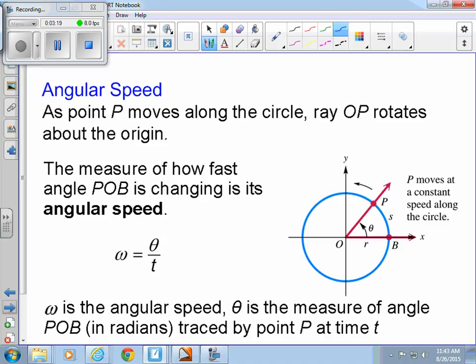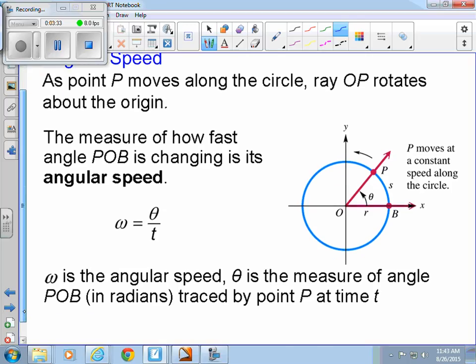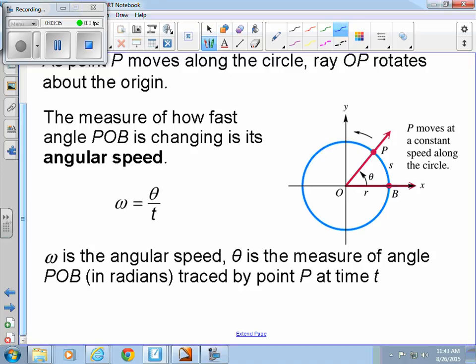Angular speed. Angular speed is measured in radians over time. Depending on the time, it could be seconds, minutes, hours. But angular speed is measured in radians over time. They denote this with what looks like a w. It's actually another Greek letter. It's omega. Did you ever know that? So omega is the angular speed.